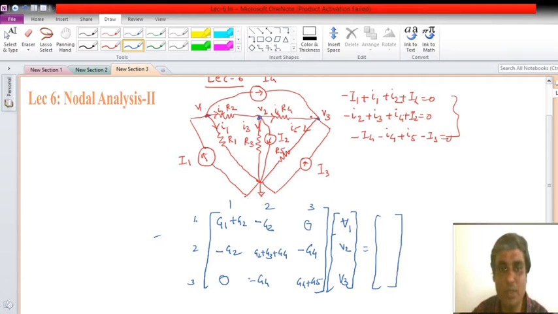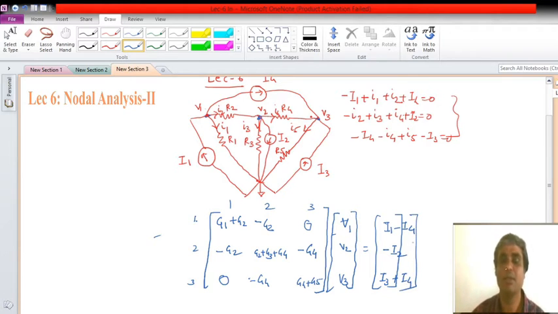So for node 1, I1 is coming and I4 is going, right? For incoming it is plus and outgoing minus. So it will be I1 minus I4. Incoming is positive, leaving is negative on the right hand side. Okay. For V2, it is leaving, so it will be minus I2. And for V3, it is coming, so I3 is incoming and I4 is also incoming. Okay. So this is the case.